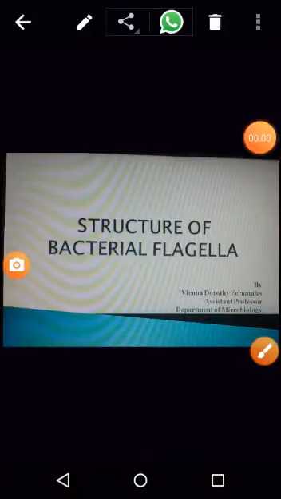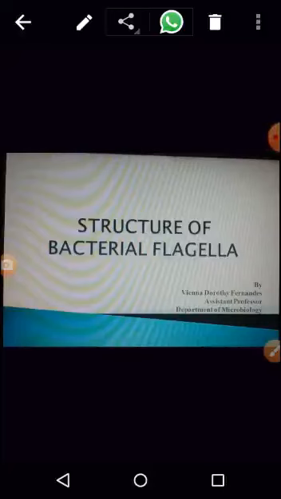Today we will be studying the structure of bacterial flagella. So now what is this flagella? When we hear about this, we say that it is a locomotory organ. Apart from being a locomotory organ, it also acts as an antigenic structure for some of the bacteria, for example, Salmonella typhi. Salmonella typhi has a flagella which is antigenic in nature.